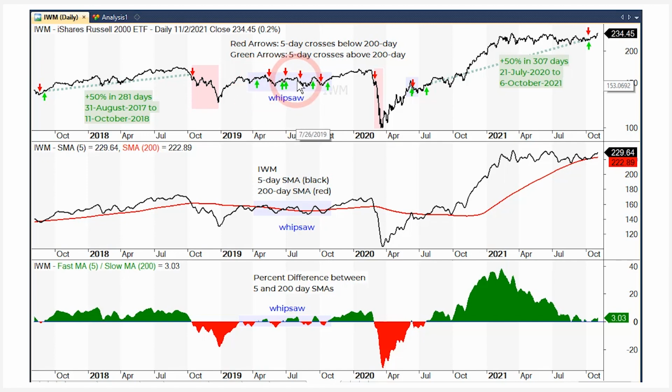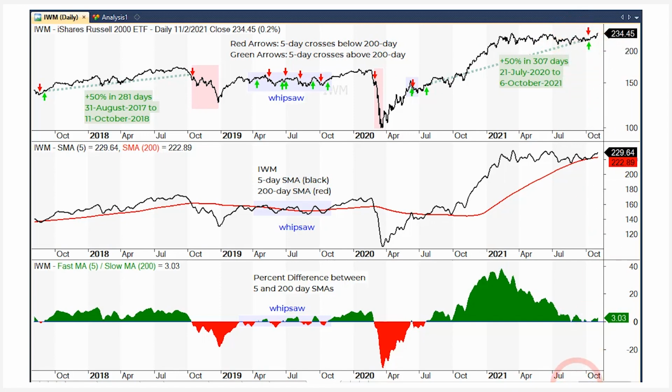And then you can see a bunch of whipsaws, and then you got a pretty good signal, but most of that gain was wiped out by the COVID crash. You didn't get a loss, but you avoided this crash, and then you got a little whipsaw, and then you participated in a 50% advance that lasted 307 days.